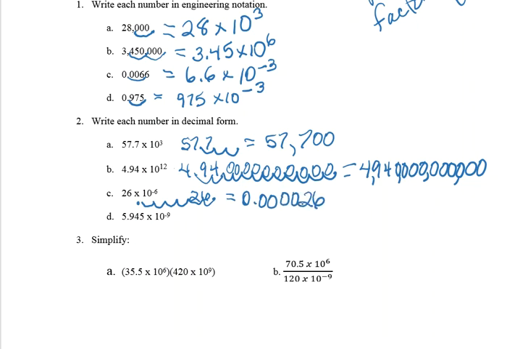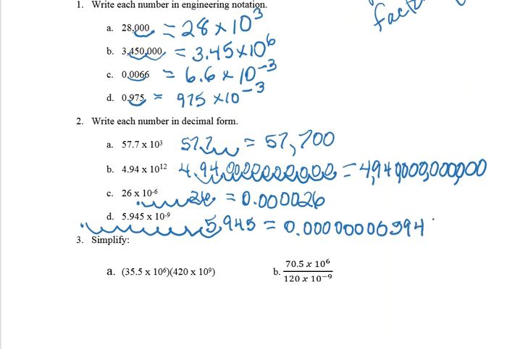2, 6. Again, I have a negative exponent, so I'm going to move the decimal 9 places. And I'm going left because that makes it smaller. 1, 2, 3, 4, 5, 6, 7, 8, 9. I have 8 empty spots, so I have 8 zeros. And then 5, 9, 4, 5.